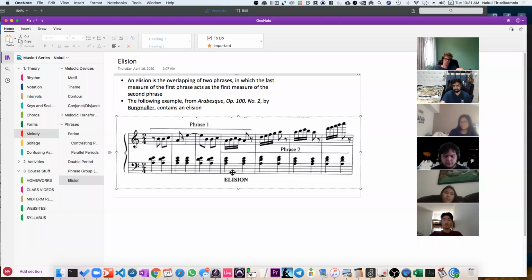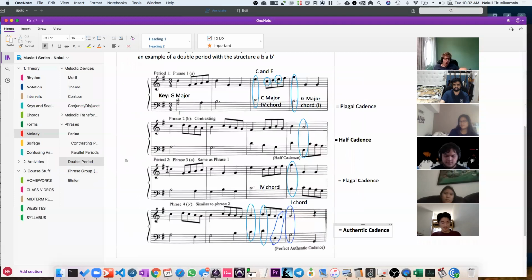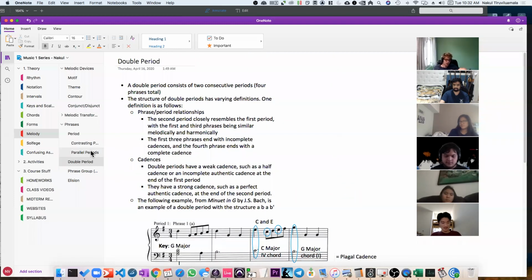So the point of an elision is the fact that these two phrases are elided. This entity right here is shared both amongst phrase 1 and phrase 2. So there's some overlap. Cool, right? That's elision. Okay. So hopefully this all makes sense. Is this kind of clear?